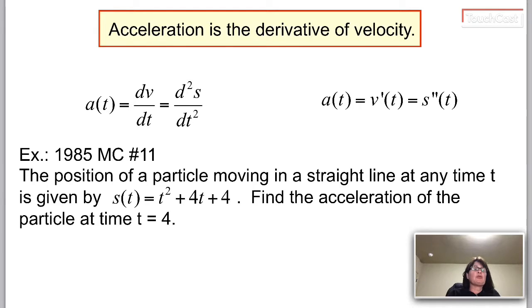So a released multiple choice question. The position of a particle moving in a straight line at any time t is given by this position function, t squared plus 4t plus 4. Find the acceleration of the particle at time 4. So how am I going to find the acceleration? I know the position function. That's going to take 2 derivatives. I need to find the second derivative of position. That will be my acceleration function, and then I'll evaluate my acceleration function at time t equals 4.